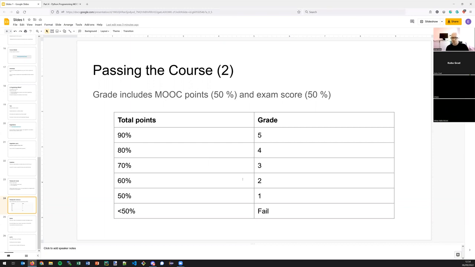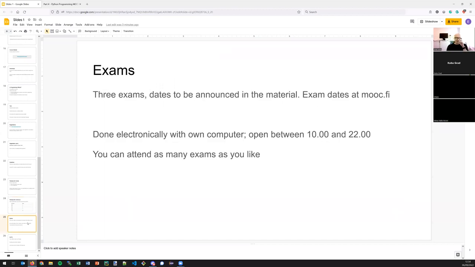This also means that if you only complete the minimum amount of points, 25% of the MOOC points, you can't get a grade higher than 3, regardless of how you do in your final exam. So half of your final grade comes from those exercise points in MOOC.fi. So from that point of view, it's a good idea to try to complete as much as possible from the beginning.